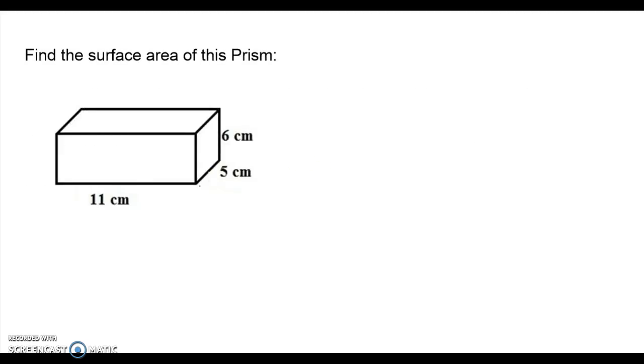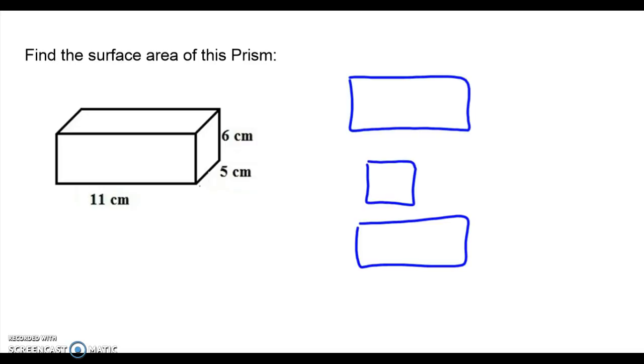All right, so getting started on our first one here, finding the surface area of this prism. First, I like to just lay out all of my different pieces here. You can choose to do whatever you want. It's up to you, however you like to do it.